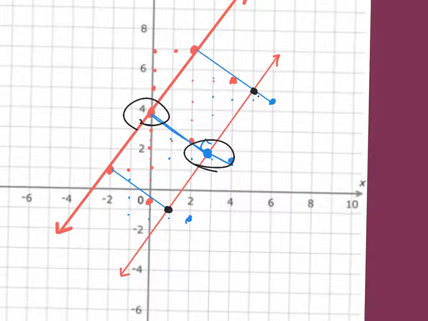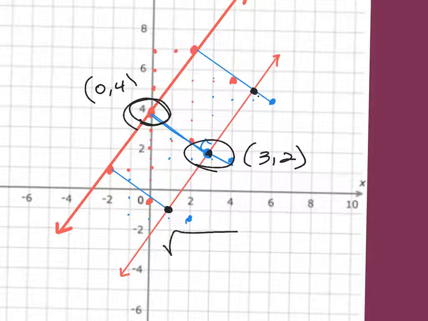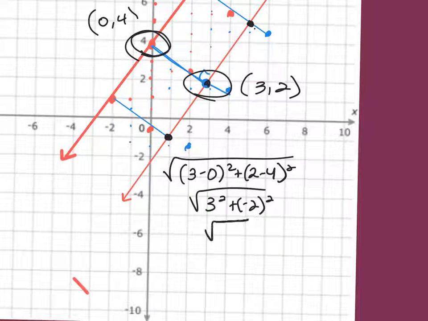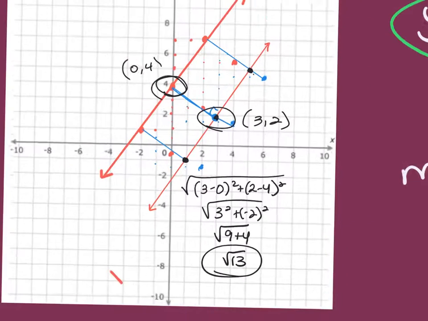So if I wanted to find the distance between this one, which was 0, 4, and this one, which was 3, 2, I'm going to do the square root of 3 minus 0 squared plus 2 minus 4 squared: 3 squared plus negative 2 squared, which is 9 plus 4, square root 13.